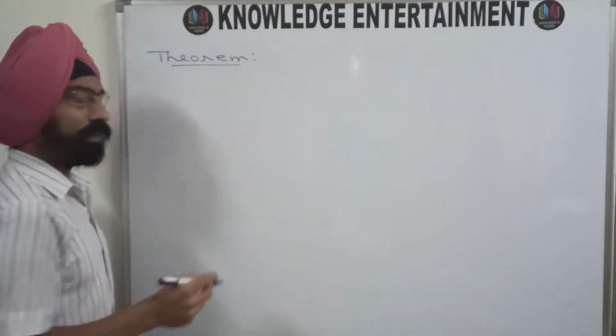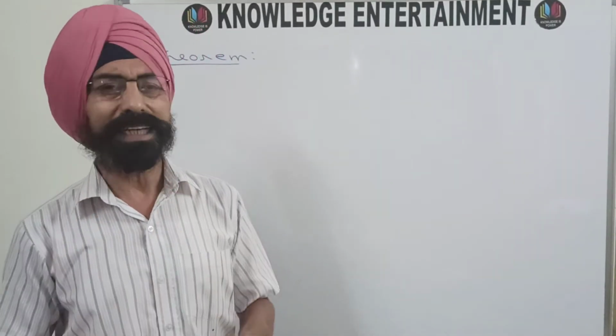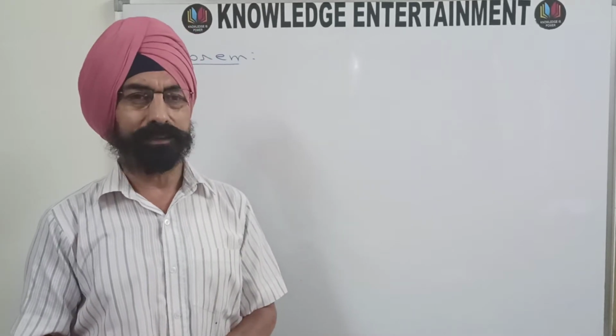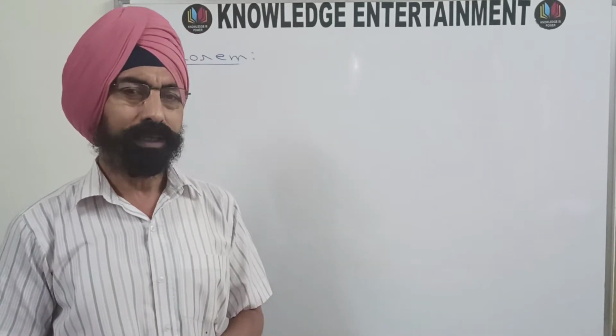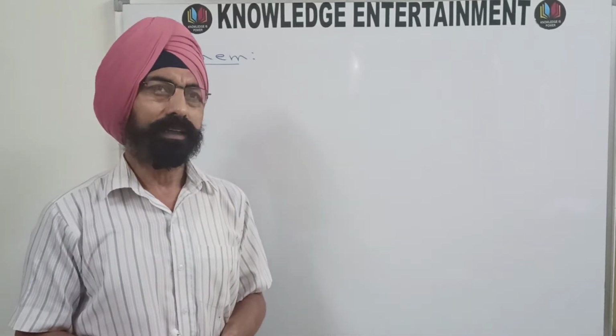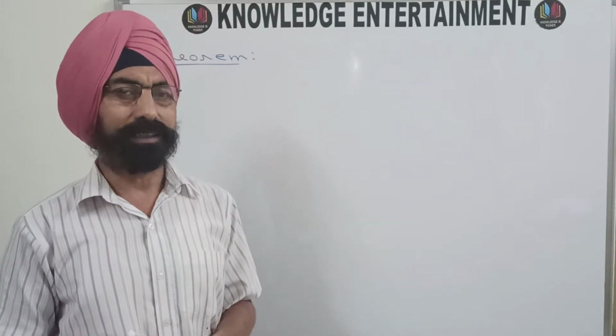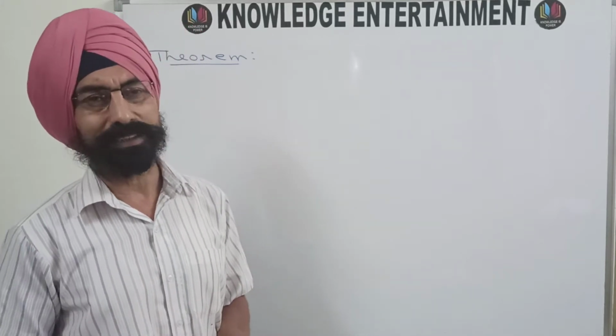The statement of the theorem: in the previous video we have done that every sequentially compact space is countably compact, but the converse is not true. Every countably compact space need not be sequentially compact, but every countably compact first countable space, 1-0 space, is sequentially compact.